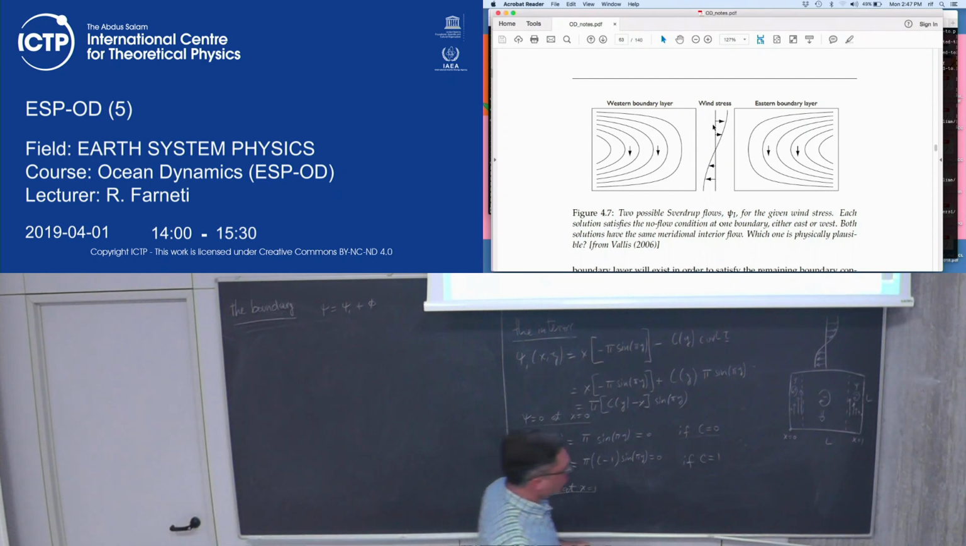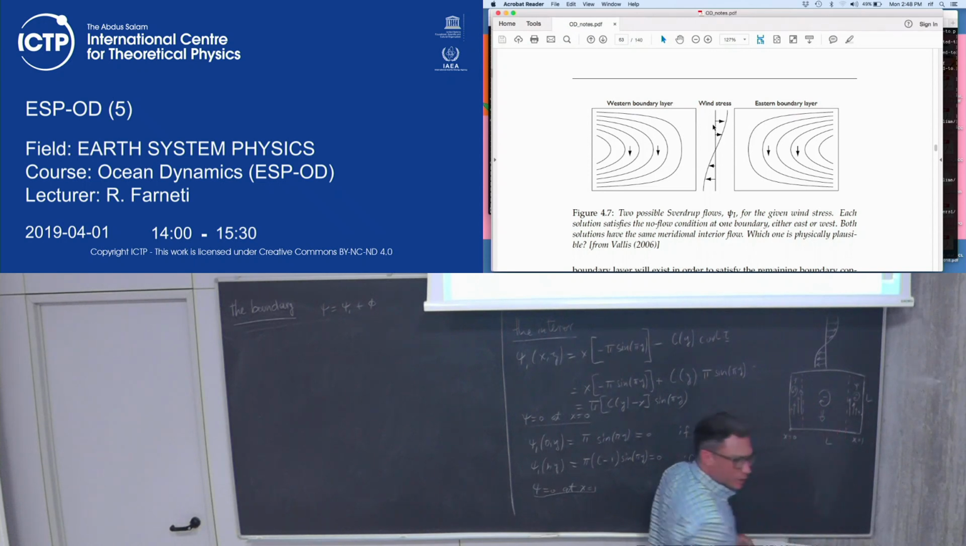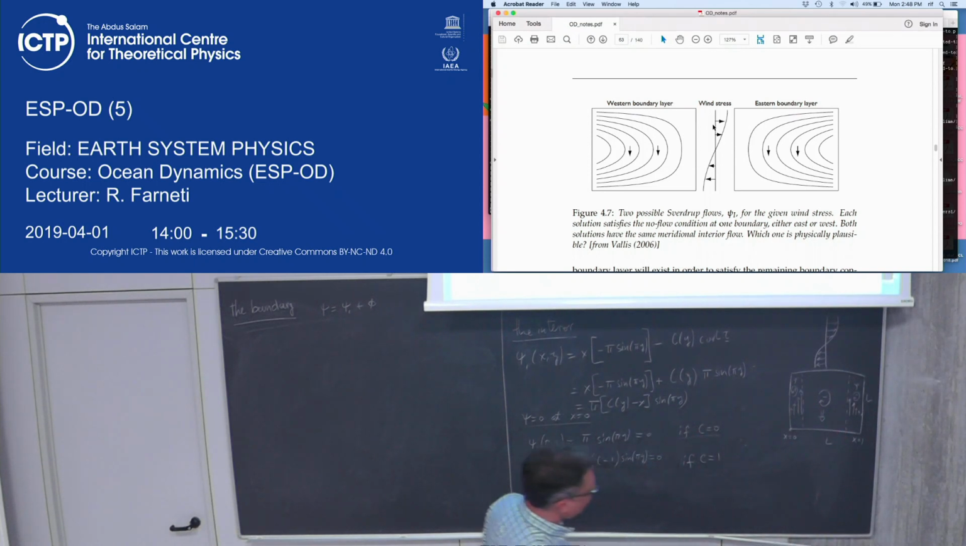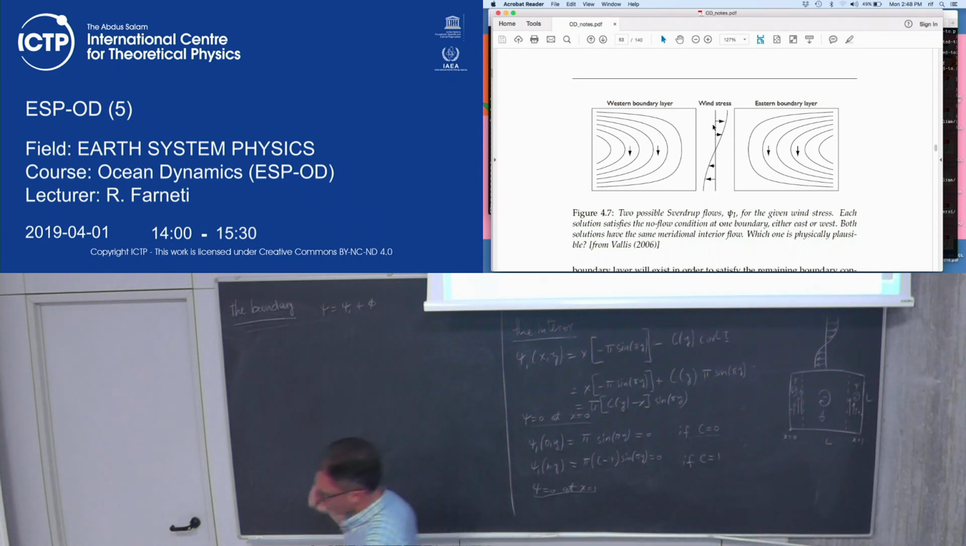So the boundary layer is very small, much smaller than the interior. What we're going to do, in a very simple way, is asymptotic matching of the two solutions, the interior solution and the boundary layer correction. Because the horizontal scale here is very small, we're going to stretch the horizontal coordinate x and work on the boundary layer with the stretched coordinates.